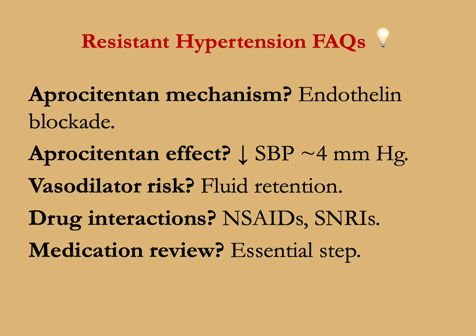What about aprocitentan mechanism? It's an endothelin blocker. Decreases systolic blood pressure by about 4 millimeters of mercury. There's a risk of fluid retention. It interacts with NSAIDs and SNRIs. Medication review is the essential step.